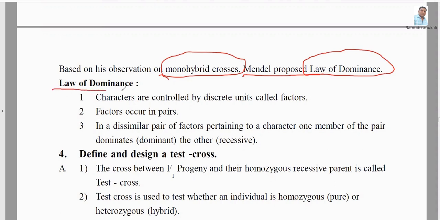So what does the law of dominance say? Characters are controlled by discrete units called factors. Factors occur in pairs.